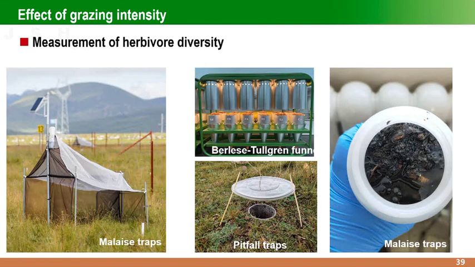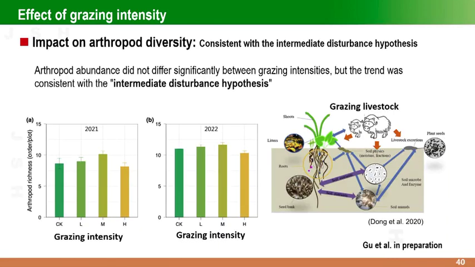In addition to the plant species, we also measured the herbivore diversity using mollusk traps and Berlese funnels for the nematodes, and we also used pitfall traps. We conducted this experiment and collected many samples. We found that the arthropod diversity across grazing intensity was also consistent with the intermediate disturbance hypothesis. It was also higher at the medium grazing intensity.